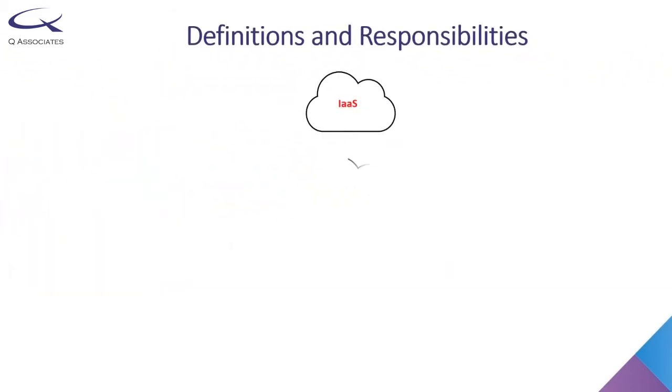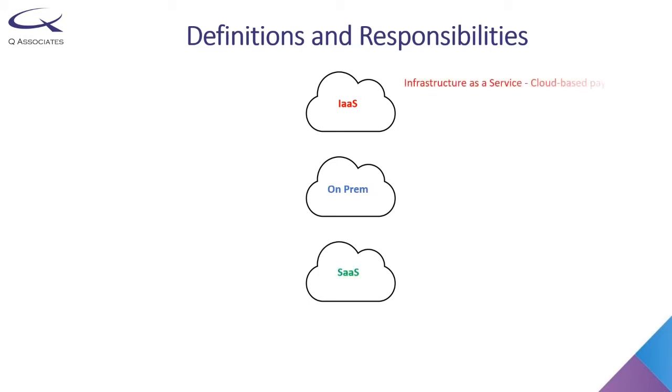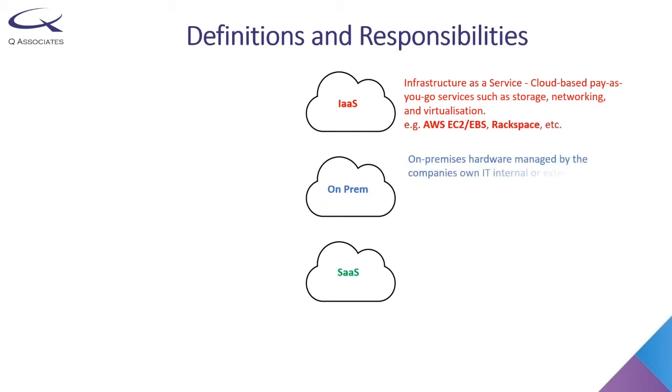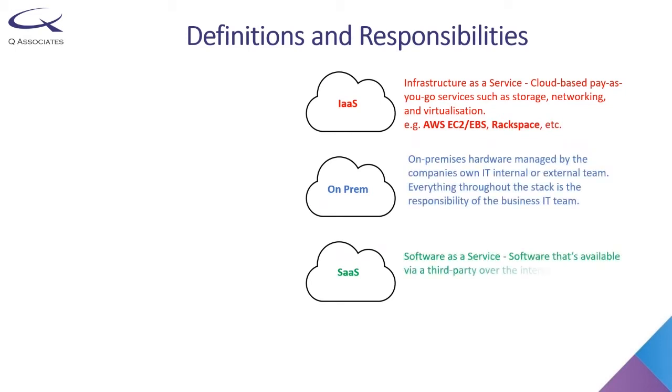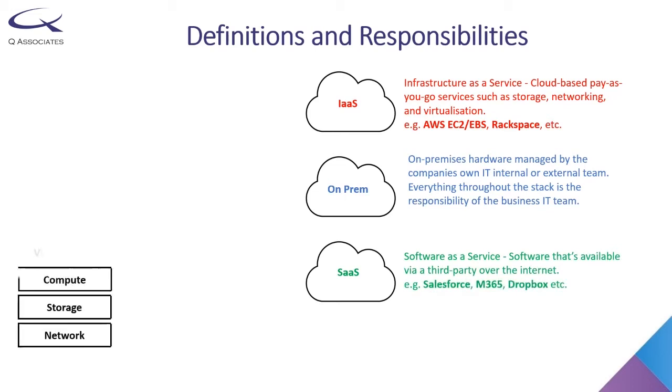Quick look at some definitions and responsibilities. I know most of you will be familiar with what these are, but just to recap. So we've got infrastructure as a service. So the IaaS platform, essentially you're shifting some of the responsibility out to the hyperscalers while you maintain some of the other responsibilities, such as the operating system and the applications that live on there.